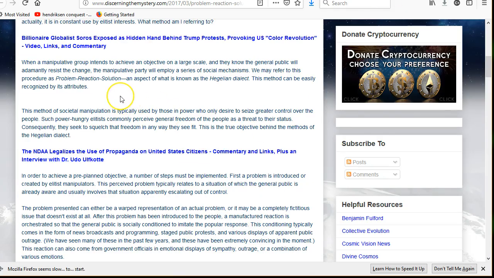Now, one blogger wrote, and it's very insightful, when a manipulative group intends to achieve an objective on a large scale, and they know the general public will admittedly resist the change, the manipulative party will employ a series of social mechanisms. We may refer to this procedure as problem-reaction-solution, an aspect of what is known as the Hegelian dialectic. This method can be easily recognized by its attributes.